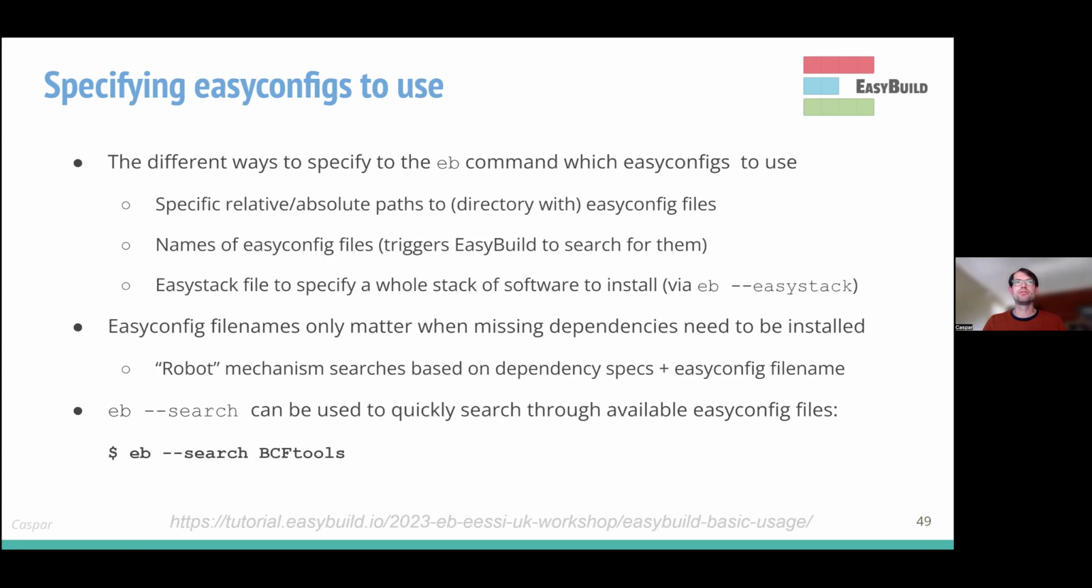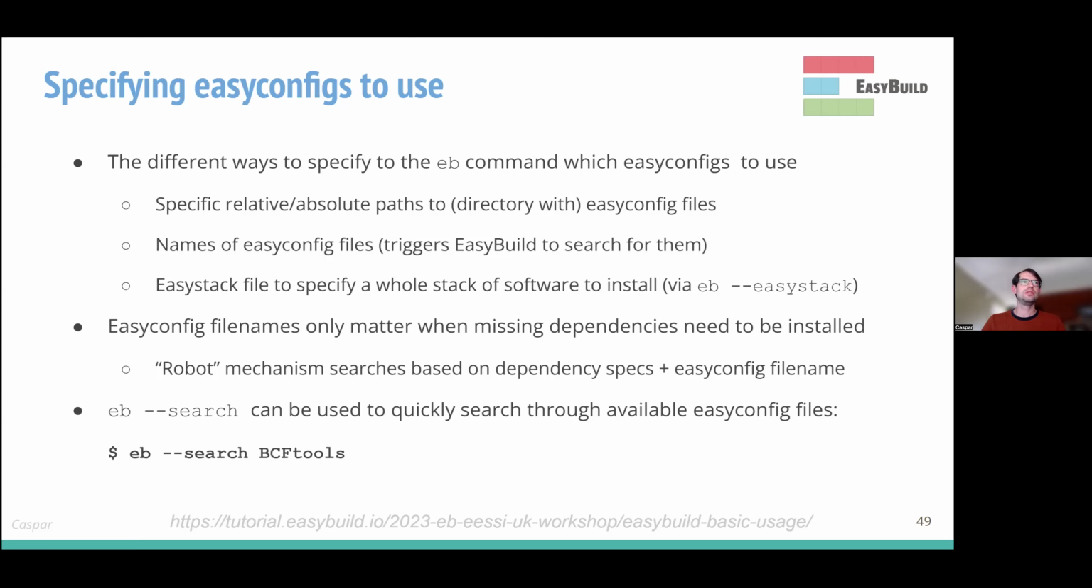EasyConfig file names themselves only matter when missing dependencies need to be installed. So the robot mechanism searches based on dependency specs and the EasyConfig file name. So if it sees like I need to install dependency X version Y, then it will actually check some of these files and figure out what I need.